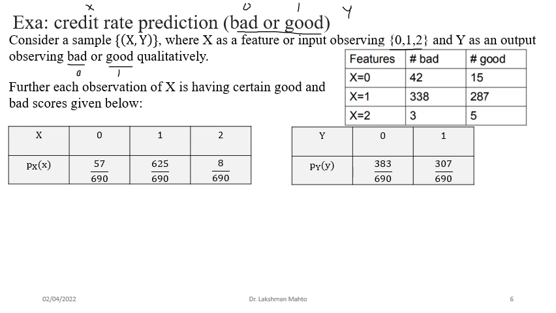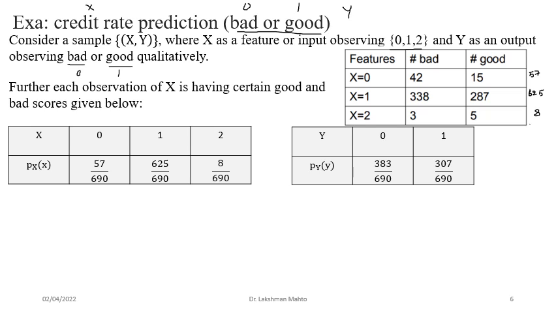Let us first calculate the probability mass function of x and y individually. How can we compute the probability mass function of x? X varies vertically: x equal to 0, x equal to 1, x equal to 2. So in order to compute the probability of x, you sum the values row wise. The sum of 42 plus 15 is 57. Then 338 plus 287, and 3 plus 5 is 8.